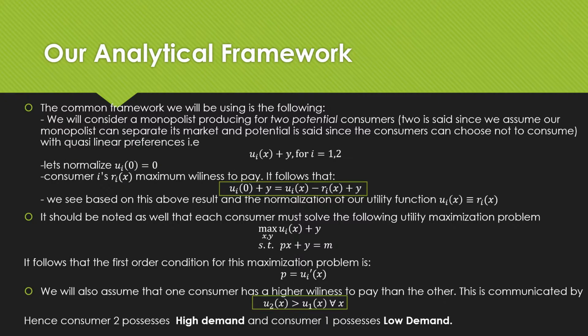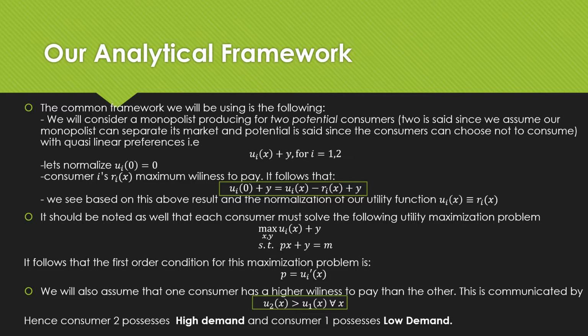So the common framework which we will be using for analyzing each of these forms of price discrimination is the following. Step number one, we consider a monopolist producing for two potential consumers. Two is said since we're assuming that our monopolist can separate its market into two parts, and potential is said because our consumers could choose not to consume.